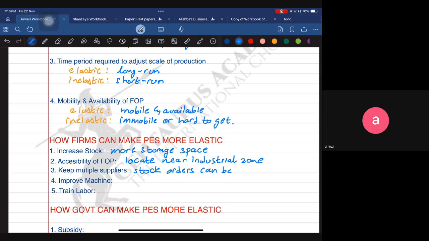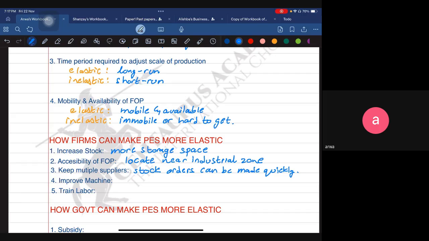Stock orders can be made quickly, so if one is not responding, you can get it from the other. Yes, sir. Improve machines. Okay. For machines, basically the biggest thing that can either cause inefficiency or efficiency.